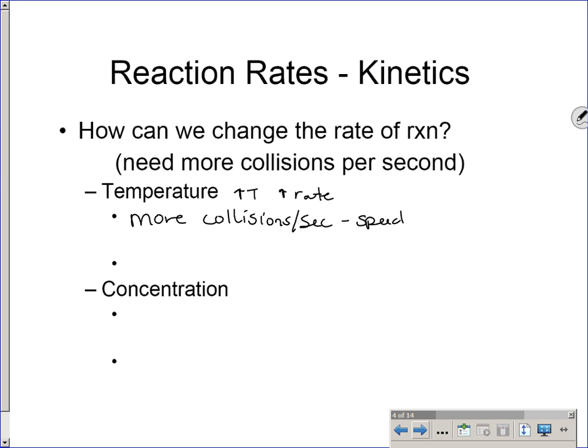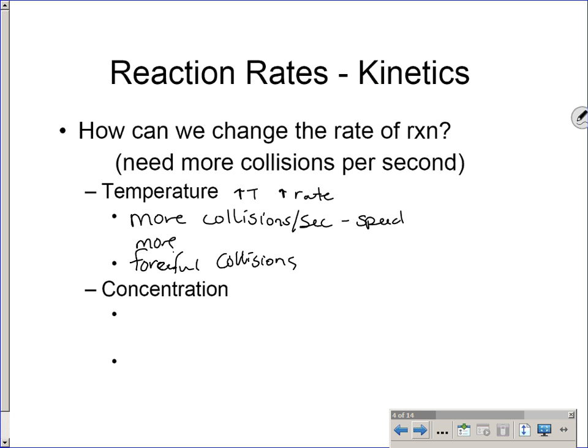The other thing is, if they're increasing in temperature, that means that when the collisions occur, the collisions are more forceful collisions. And therefore, temperature is going to affect the rate of reaction in two different ways.